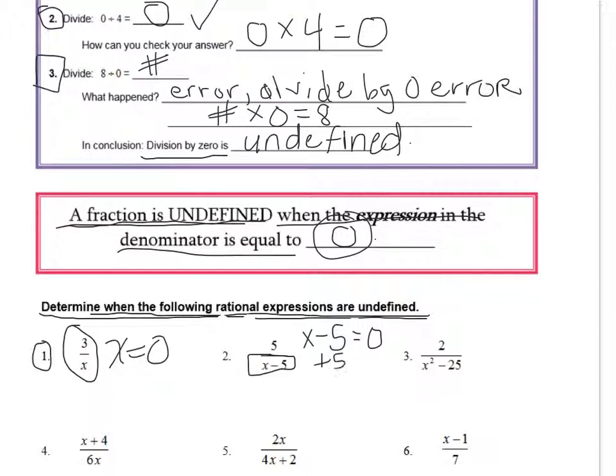To get x by itself, you add 5 to both sides. You get x equals 5. That's your value of x that makes this fraction undefined, because 5 minus 5 is 0.